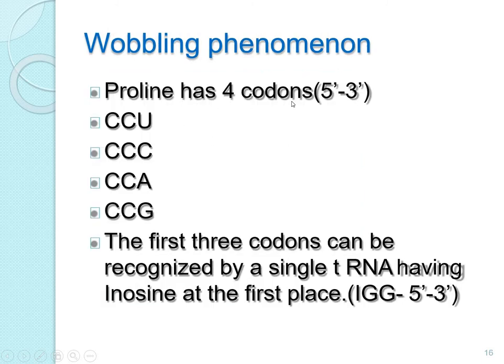Proline has 4 codons, which we can use to explain this: CCU, CCC, CCA, CCG. The first and second bases are similar, C and C, but the third base is different. This is the wobble phenomenon. CCU, CCC, CCA and CCG are 4 codons for proline. The first 3 codons can be recognized by a single tRNA having inosine at the first place.